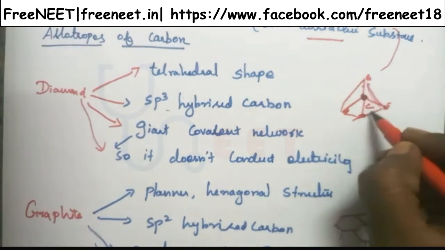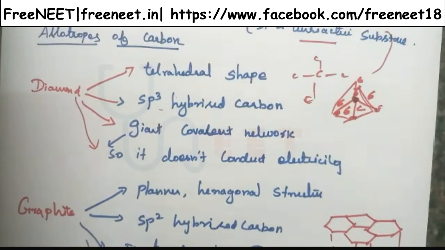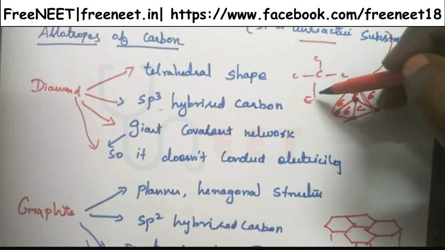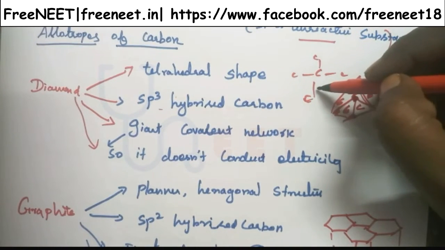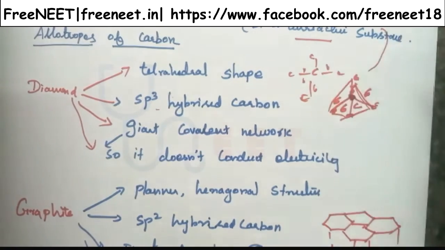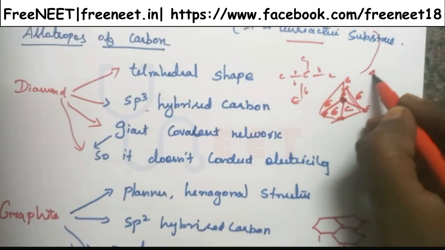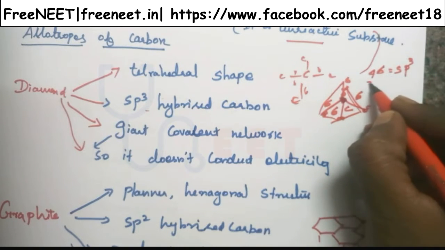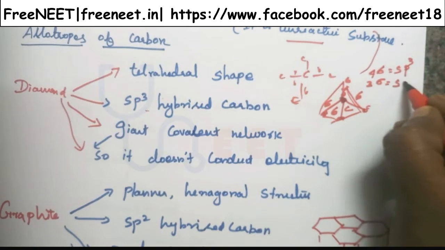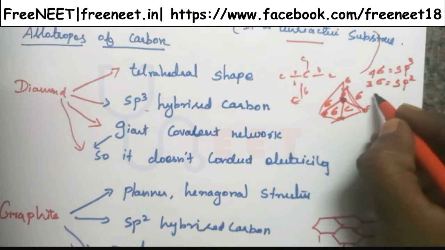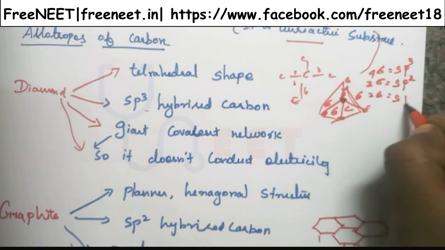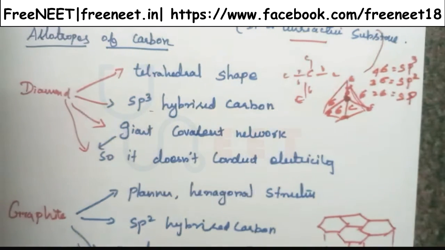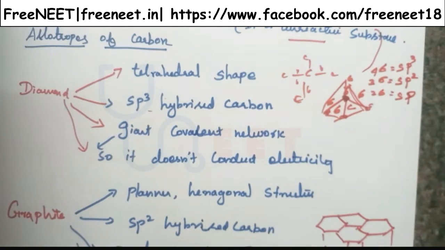All the carbon atoms are connected to a center carbon with sigma bonds. If the compound has 4 sigma bonds, it has sp3 hybridization. If the compound has 3 sigma bonds, it has sp2 hybridization. If the compound has 2 sigma bonds, it has sp hybridization. We can easily identify this in organic compounds.